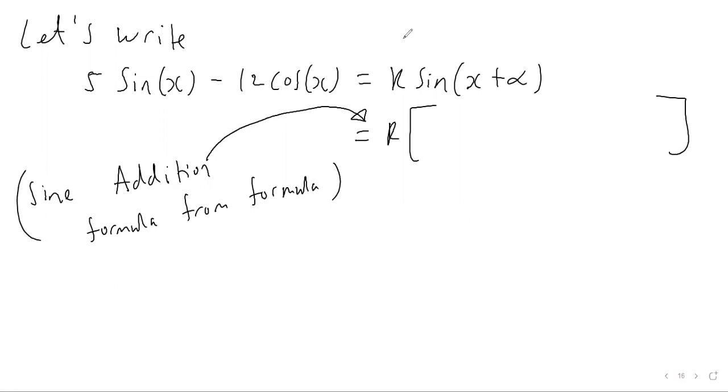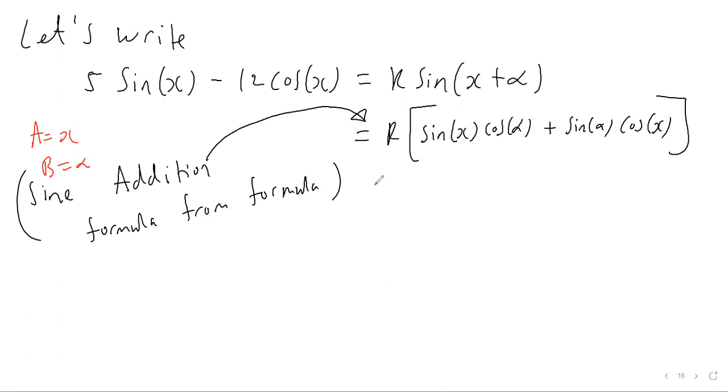So in this case, our capital A in the formula book would be x, and our capital B would be alpha. So just plugging those into the formula book, using the sine sum angle formula, or the sine double angle formula, however you like to think about it, it's going to get you sine x times cos alpha, plus sine alpha times cos x. We can then expand the brackets. We're going to get r sine x cos alpha plus r sine alpha times cos x.